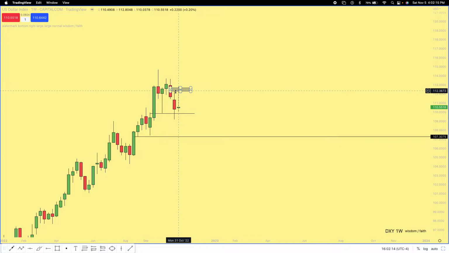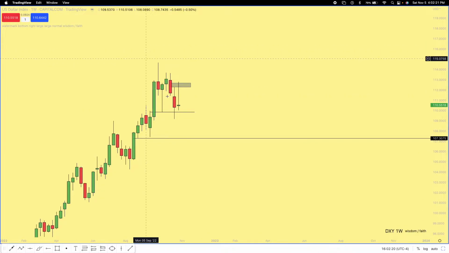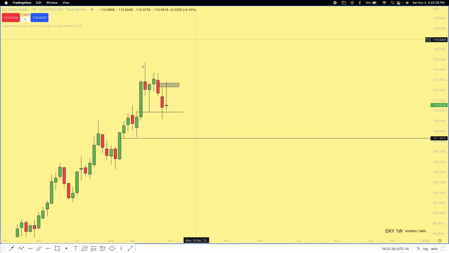So with that narrative there, I am pretty much bearish on the DXY, so we already know what that means. I'm going to be bullish on the euro dollar, or I'm going to be bullish on GU, or I'm going to be bullish on AU. Anything that correlates with this DXY, I'm going to be looking to do the opposite.